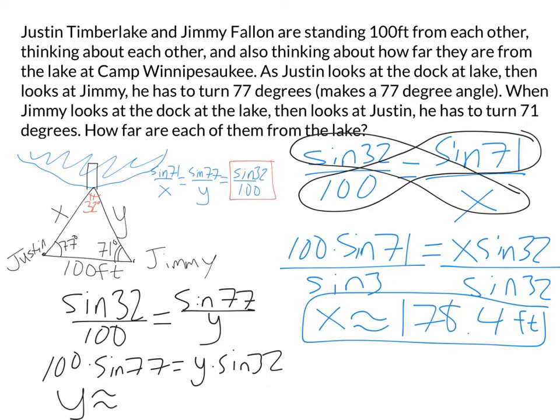let's type that in. So when I do 100 times sine of 77, I get 97.4-ish. I'm going to divide that by sine of 32, kind of like we did before. Again, just cross multiplying, but with trig functions, so extra fun. And when I plug that all in, I get 183.9 feet. All right. So that's how far Jimmy is. That length is a bit longer than how far Justin is from there.